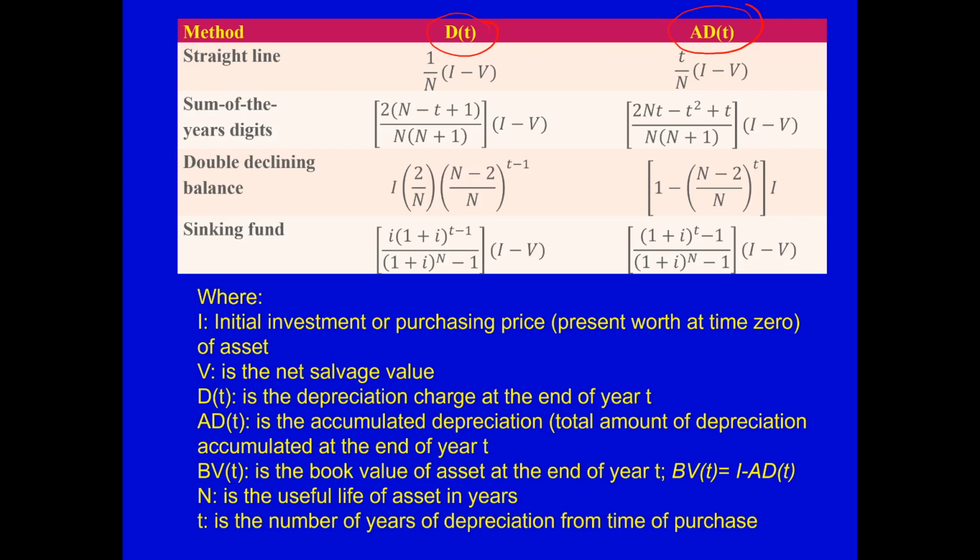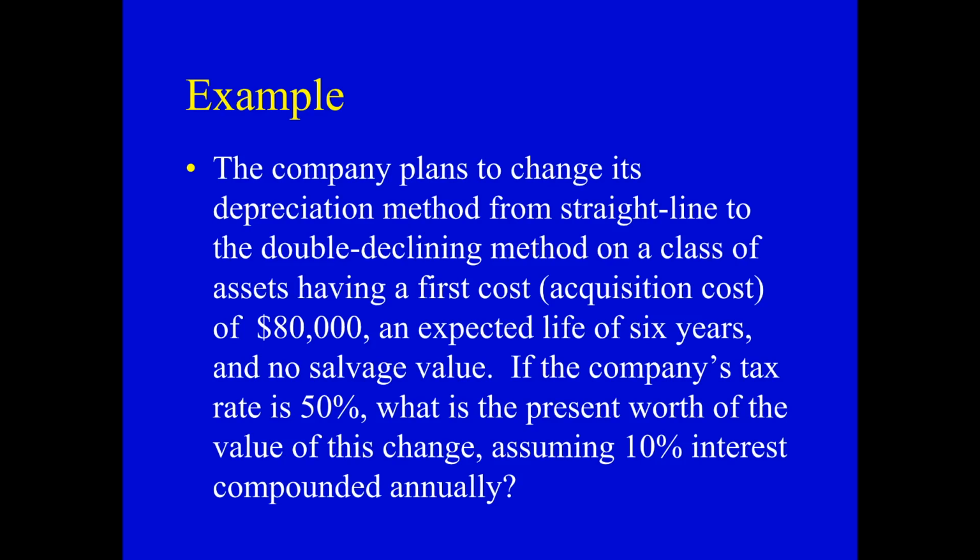Here the symbols are representing: N is the useful life of the asset in years, T is the number of years of depreciation from the time of purchase, V is the salvage value, and I is the initial investment or purchase price. So we will see an example.